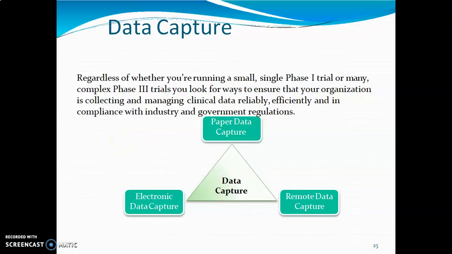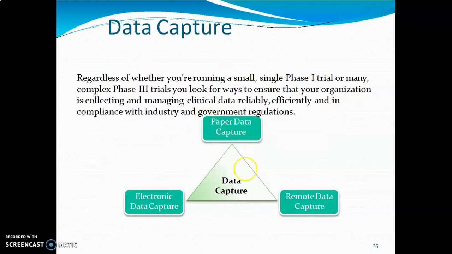Now coming towards the data capture system. The data management team's work is to check whether the collected data is reliable, whether the data has been collected efficiently, and whether it is in compliance with industry and government regulation. They observe such things because if any mismatch happens with the data collected, or if the team fails to collect a particular data point during the trial, it is not possible to recollect the information. That's why the data capture team checks such things.